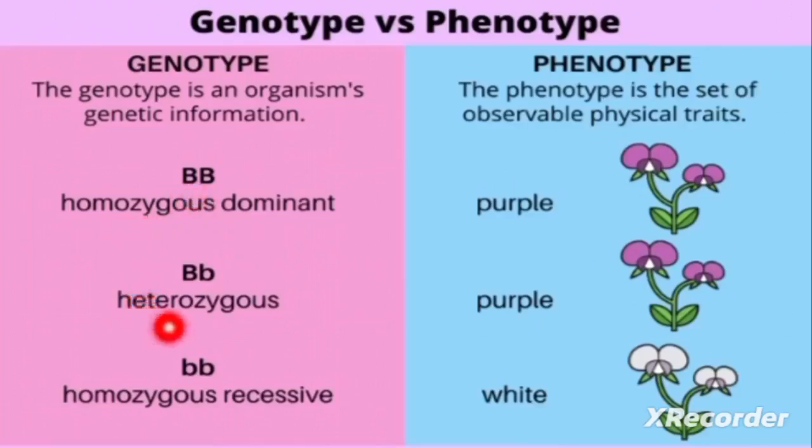Then hetero means different, so heterozygous shows having different alleles. According to question 5b, we are asked to do some genetic crossings to predict the offspring if two heterozygous rats were mated.